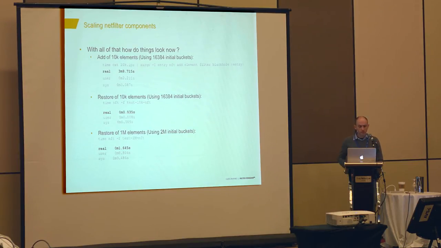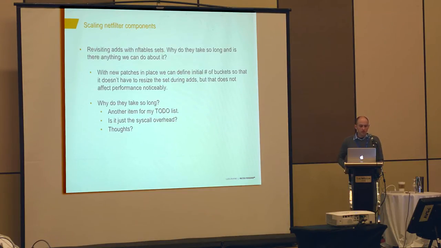The other data here is I did a restore of 10,000 elements. We're pretty fast there. And then a restore of 1,000,000 elements using 2,000,000 initial buckets, which I think is about what our hash tables would probably set the bucket sizes to if I did an add. That takes about 1.6 seconds, which is reasonable.